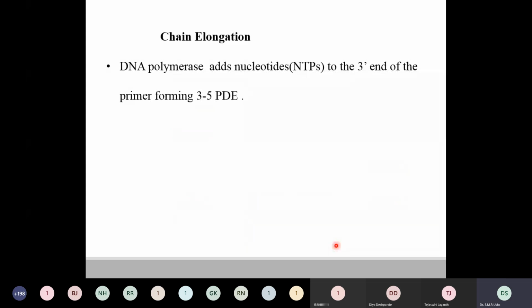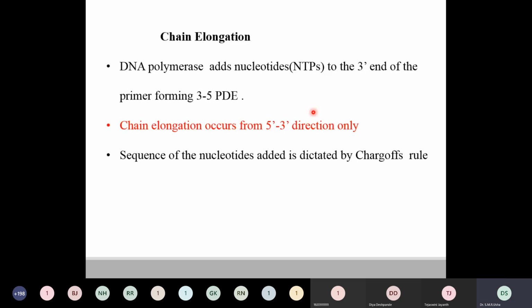So this is the text. DNA polymerase adds nucleotides. You have to put it as deoxyribonucleoside triphosphate. We have to add a small d here. Chain elongation occurs in this direction. The sequence of the nucleotides added is dictated by Chargaff's rule.